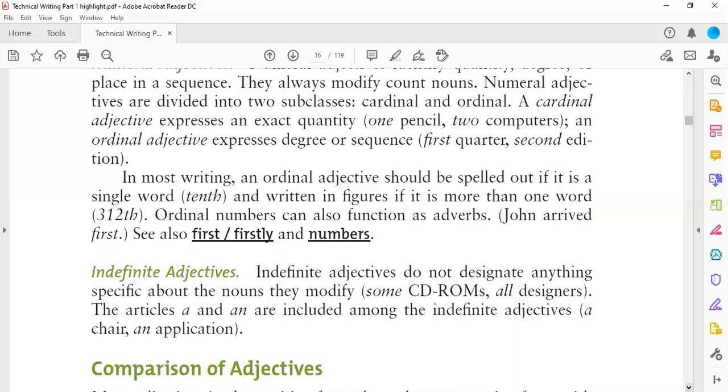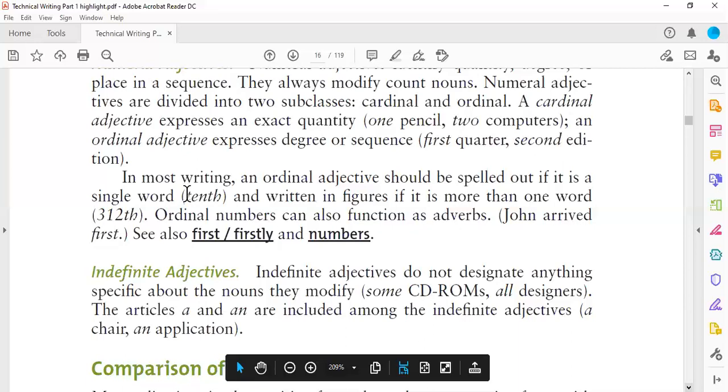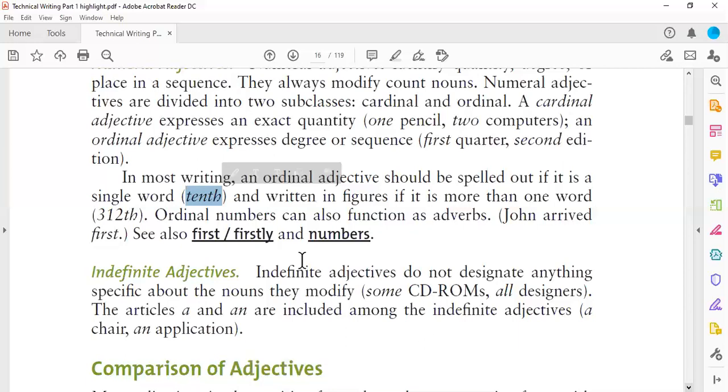In most writing, an ordinal adjective should be spelled out if it is a single word, tenth, and written in figures if it is more than 1 word, 312th. So simply, if it is more than 1 word, it has to be written as numbers. If it is 1 word, we have to write it as a word. Like here, the word tenth, we write it like this. But if we have more than 1 word, then we write the numbers, not spell the words out.